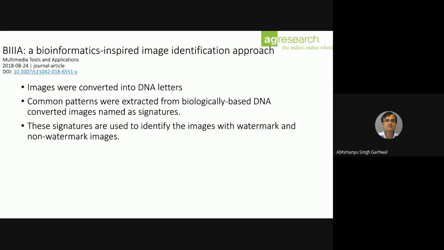The next stage of this research is a bioinformatics-inspired image identification approach. Again, the images were converted into DNA letters, and then again the common patterns were extracted from the biologically based DNA converted images. And we call them signatures. And these signatures are used to identify images with watermark and non-watermark. It means, if an image belonged to a person, it's like a fingerprint of that person. So we can extract the signature from the photographs of that person. And then if we want to identify, yes, this image belongs to Abhimanyu, or this image belongs to Rakesh, or this image belongs to Manish, whatever. So that's the application of this approach.